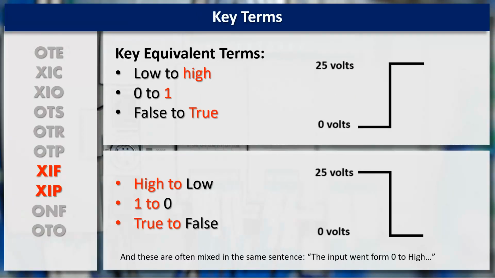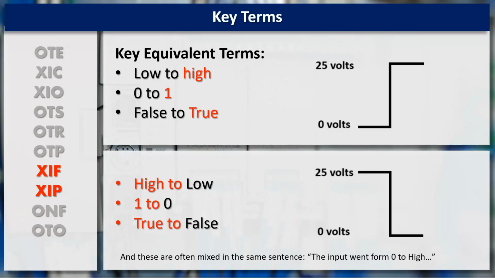Before we get too deep into the subject, there are some equivalent terms that are bandied about that you must understand mean the same thing. Low to high, 0 to 1, false to true, talks about a change in state from being off to on. All of these are equivalents. High to low, 1 to 0, true to false, talk about the change of state going from on to off. All of these are equivalent.